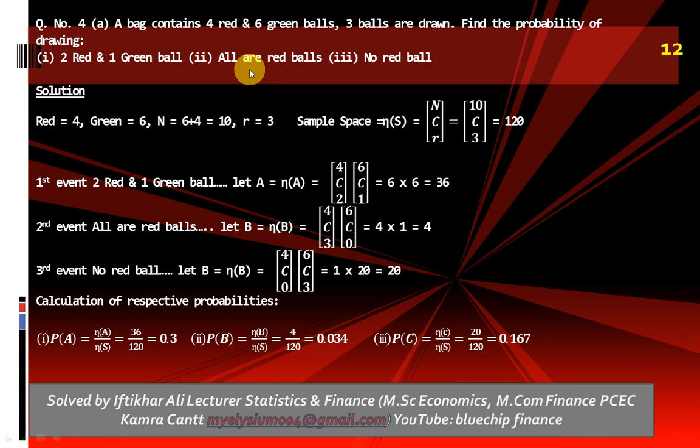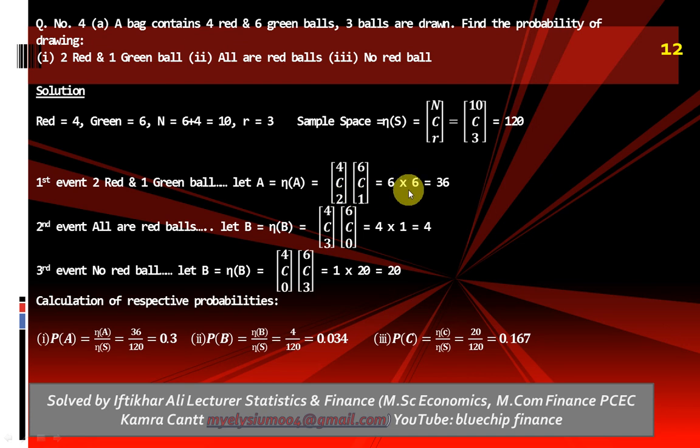Now we come to the events. Events are what is asked in the question. So 2 red and 1 green ball. So what is the number of red balls? 4 red, so we place 4 here. Number of green, 6 green, so we place 6. And now consider the question, 2 red and 1 green ball. Place 2 below red and place 1 below green and calculate the combination.